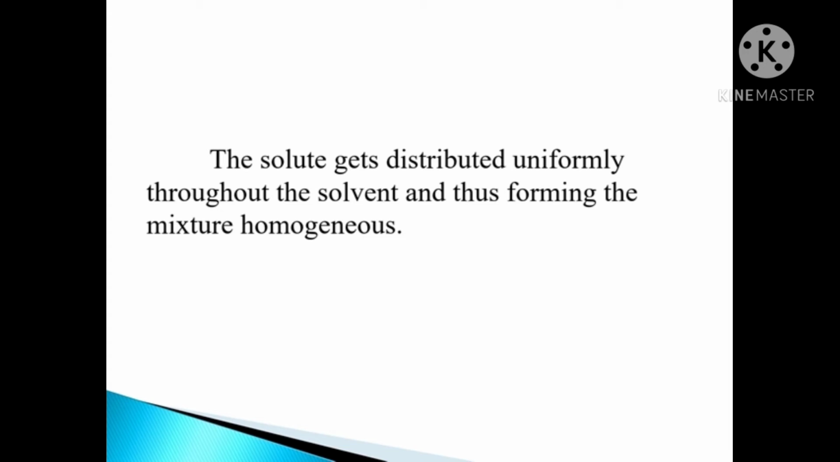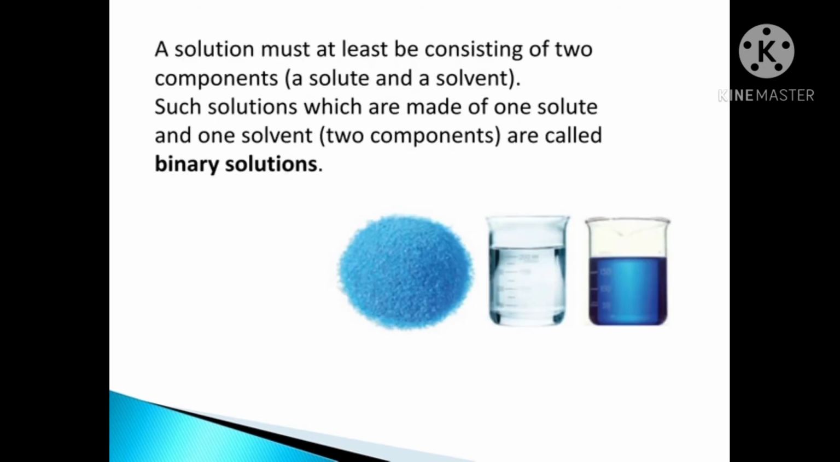So the process of uniform distribution of solid into the solvent is called dissolution. Dissolution means the process of uniform distribution of solid into the solvent. So a solution must have at least two components. One is solvent, another one is solute.